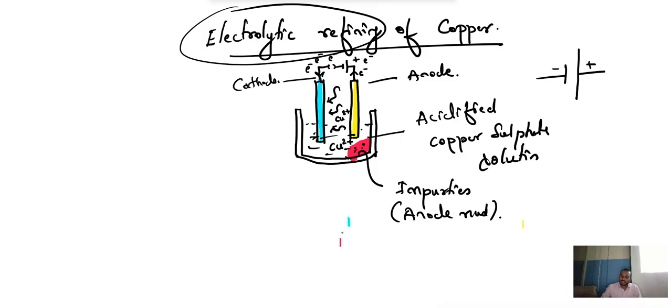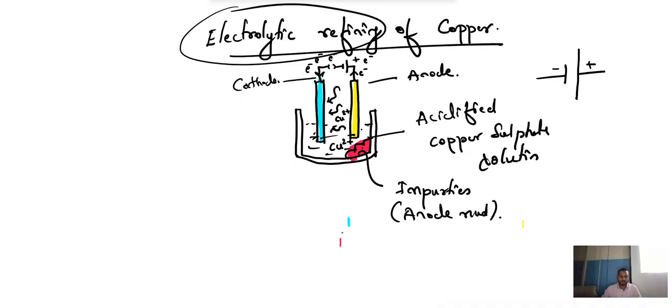So it is collected at the bottom of the tank. In one corner of the bottom of the tank, the impurity is going to get collected. This is how we can extract or remove pure copper from any substance. Any doubts? This method is known as electrolytic refining of copper.